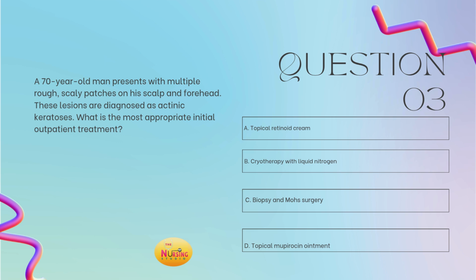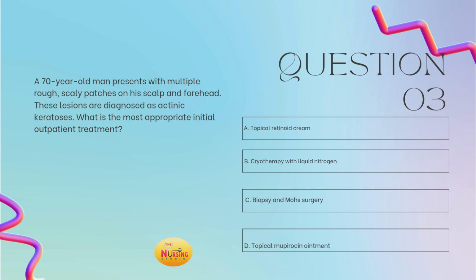All right, so stemming the question here, what is the most appropriate initial outpatient treatment? In this scenario, the diagnosis is provided. So the patient has been diagnosed with actinic keratosis, right? So remember that the treatment for this, the first line therapy, is B, cryotherapy. Actinic keratosis presents in those sun exposed areas. So think about it. This patient has these scaly patches on the scalp and forehead because it's sun exposed.